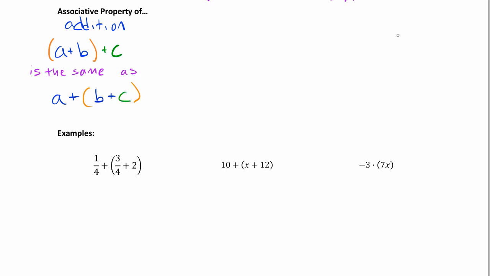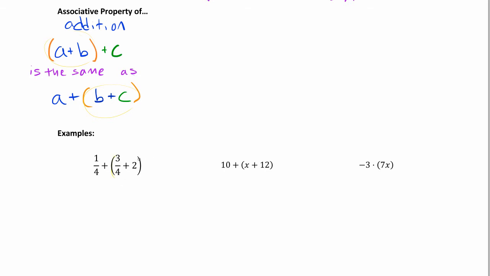The idea is that in the first one, I would do a plus b first and then add c to it. In the second one, I'd start over here and add b and c, and then add a to that. What it's telling you is that if you're just doing addition, you can move the parentheses around and you don't always have to be strict about going left to right. Here's an example of that in action, because people ask, why would I care about that?